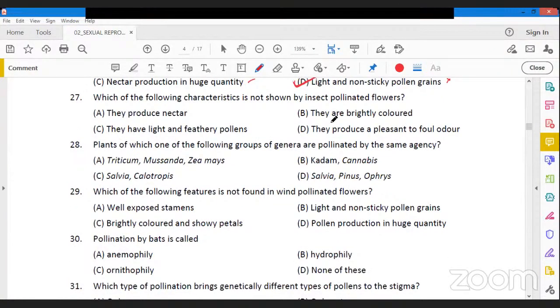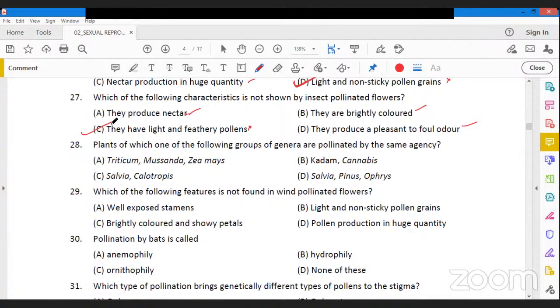Then 27: which of the following characteristics is not shown by insect pollinated flowers? They produce nectar, yes. They are brightly colored, yes. They have light and feathery pollen, wrong. They produce a pleasant foul odor, correct. So this is not found in insect pollinated flowers. Remember this.